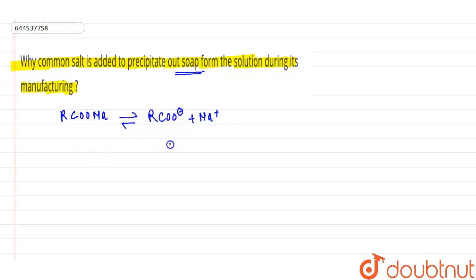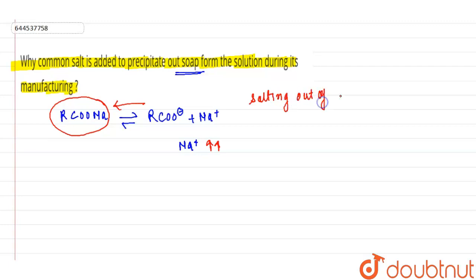So when we add common salt, the concentration of Na plus increases at equilibrium. So this equilibrium is suppressed and goes in the backward direction according to Le Chatelier's principle. So this method is called salting out of soap.